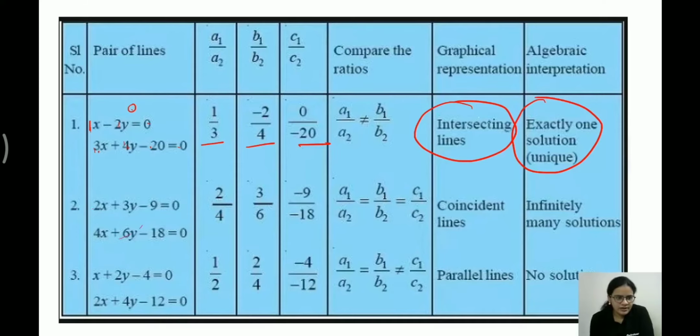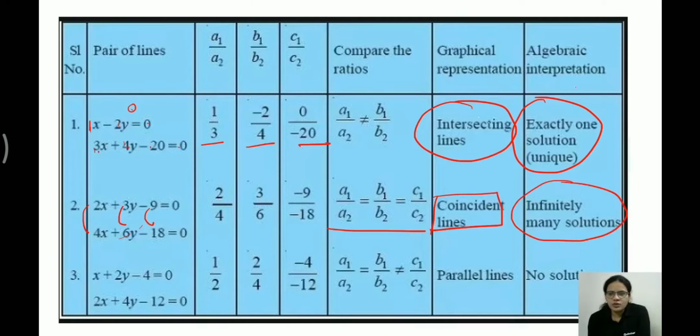Observe here. Here it is 1 by 2, here also 1 by 2, and here also 1 by 2. All three are equal, which means I will call them coincident lines. That means I will have infinite solutions. Now the first two conditions are consistent, meaning you have a certain solution. And in the last one you are not going to have a solution, so it is inconsistent.